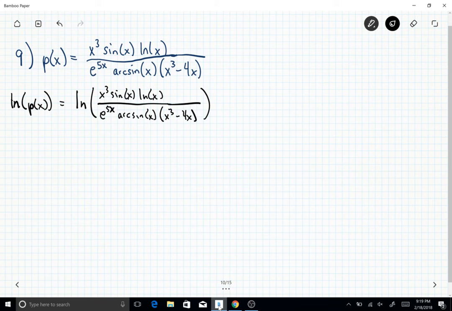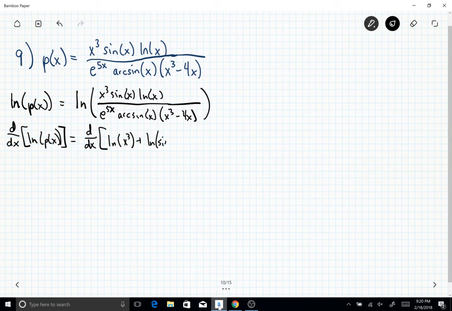So what's so special about this? Well, we can get ready to take the derivative. I'll put d dx of natural log of p of x, which is a function in terms of y essentially, so I'll have to use logarithmic and implicit differentiation. But on the right hand side, let's simplify things for us. There are laws of logarithms, so everything in the numerator can be added across with a single logarithm each. So we get natural log of x cubed plus natural log of sine of x plus natural log of the natural log of x.